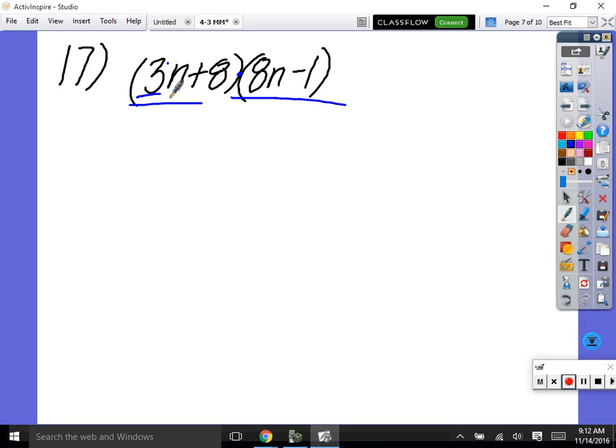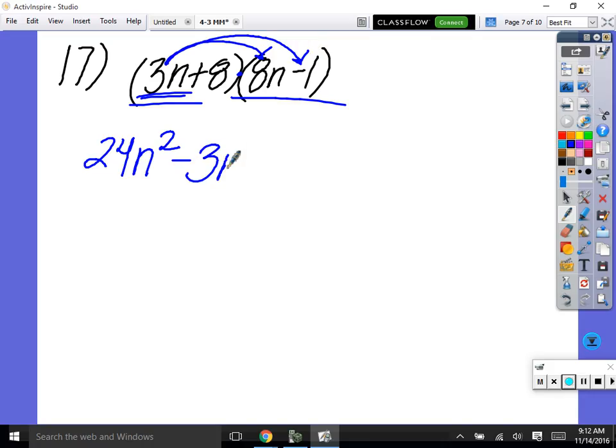3n, let's start with this term. 3n times 8n is positive 24. Now n times n, guys, is n squared. Everybody good with that? Now you have to multiply 3n to negative 1. So 3n times negative 1 is negative 3n's. So now I've distributed 3n to both terms.